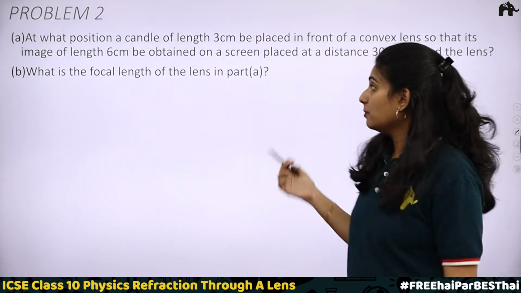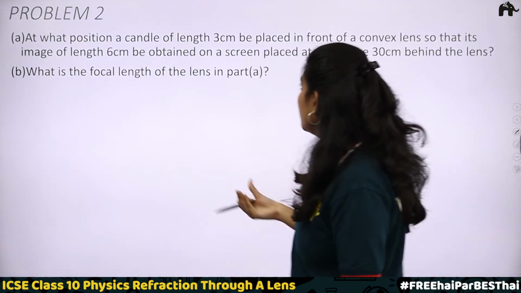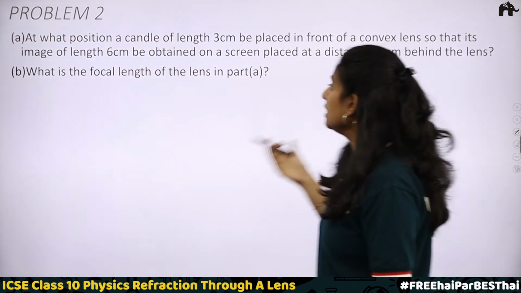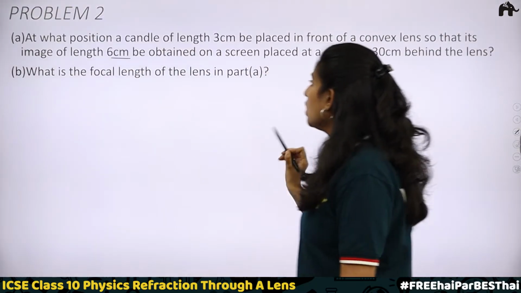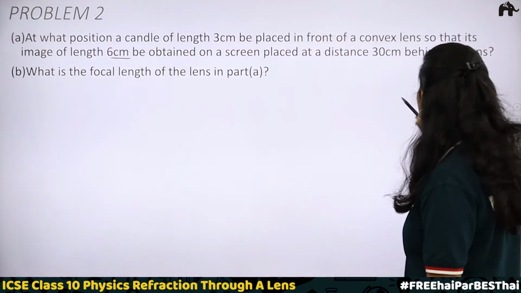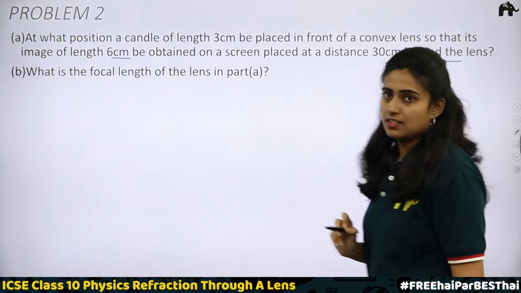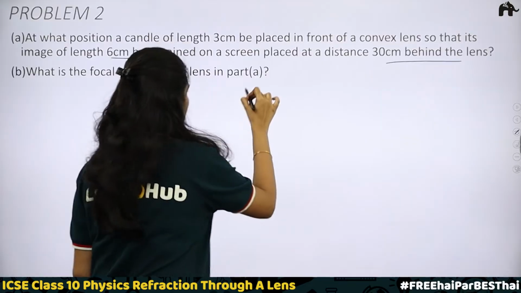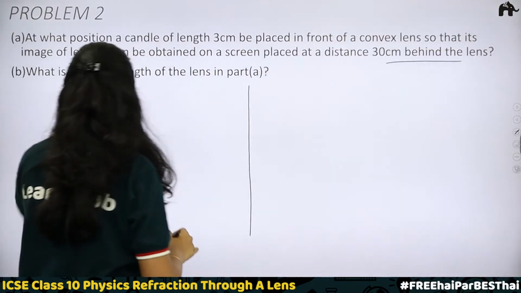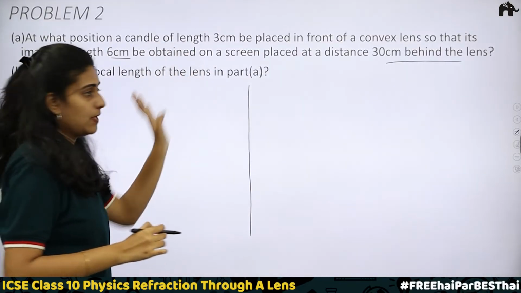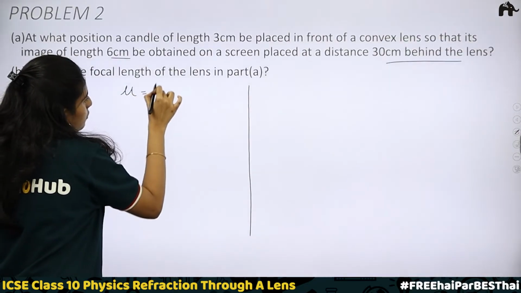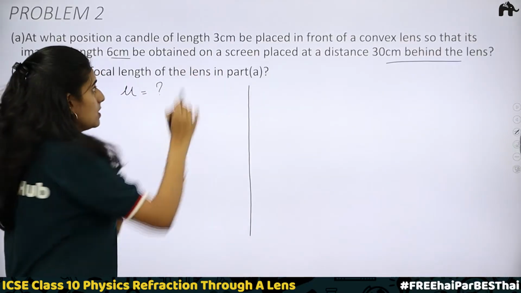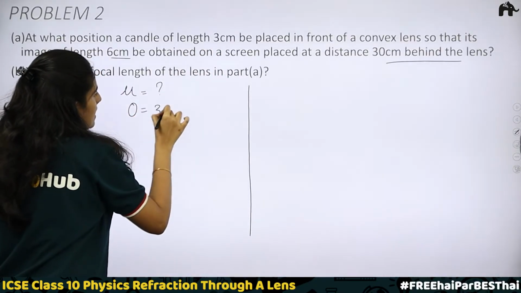Clear? Second problem. At what position should a candle of length 3 cm be placed in front of a convex lens so that its image of length 6 cm is obtained on a screen placed at a distance of 30 cm behind the lens? Also, we have to find the focal length of the lens in part A. Okay, here what is given? We have to find at what position a candle is placed, which means we have to find the object distance. What is given? Length 3 cm, which means object height is 3 cm.